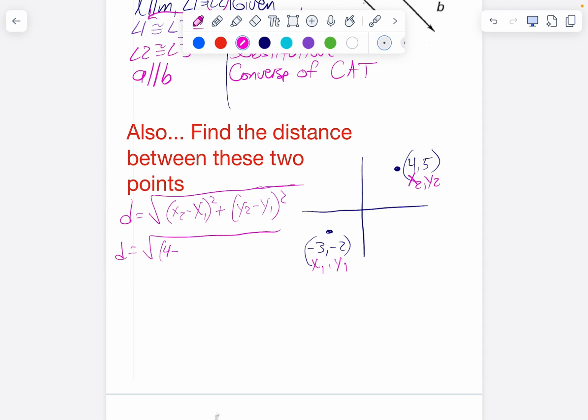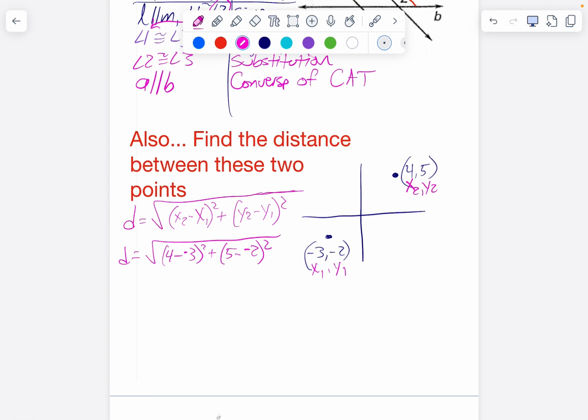Just be careful with how you work through the formula. So x2 is 4, and x1 is -3. That's a common thing, is to miss that second negative sign. And then y2 is 5, and y1 is -2.